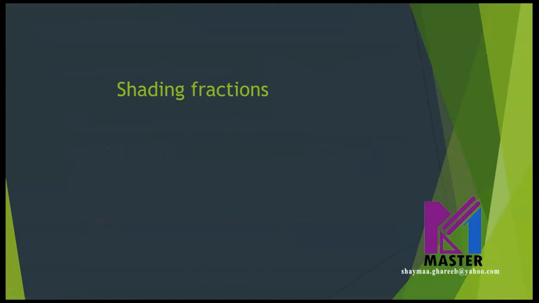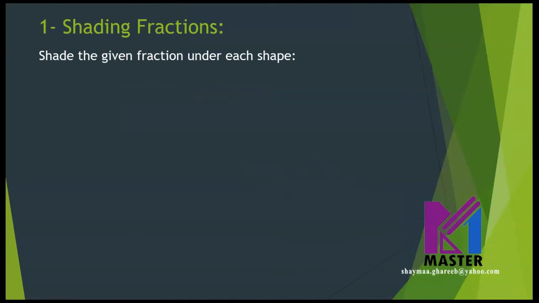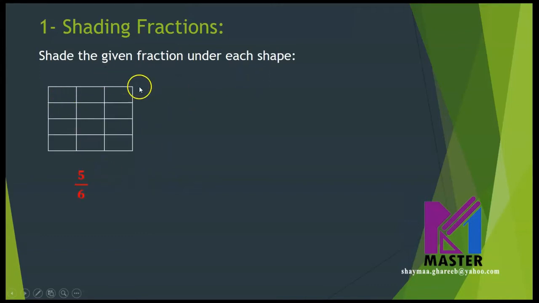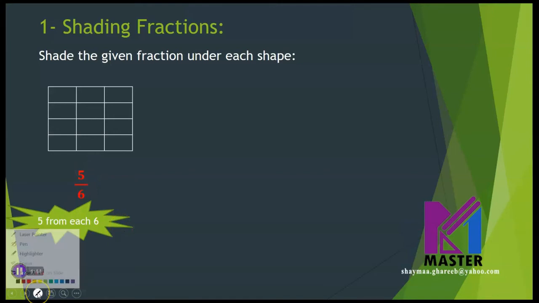Shading fractions. This is the second part of our lesson today. Are you ready? Let's start it. Look at this example here. Shade the given fraction under each shape. We have this shape here, as you can see, and it asks you to shade 5/6. Do you remember the ways we read fractions? We can read it as 5 from each 6, which means we are going to shade 5 parts from each 6 parts.